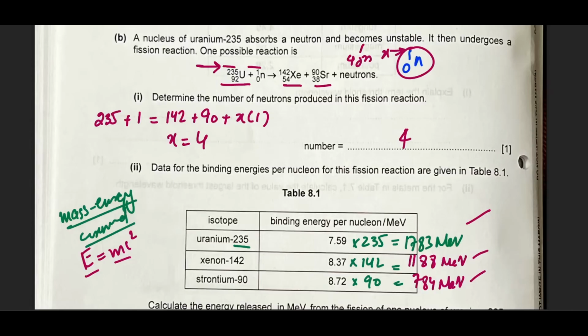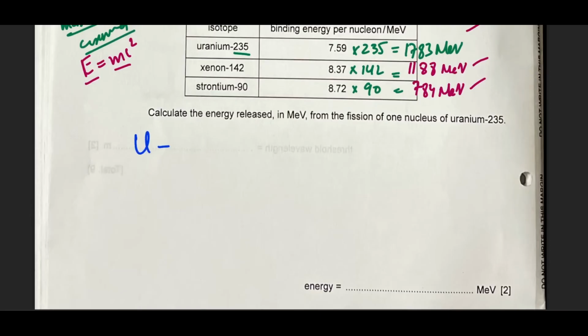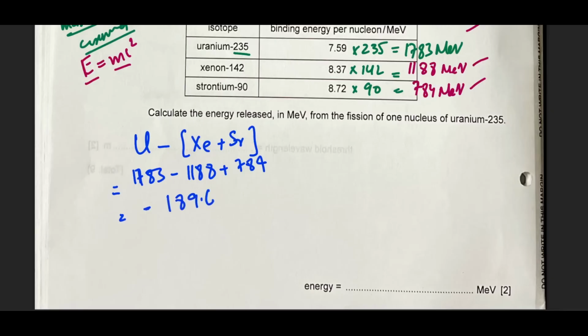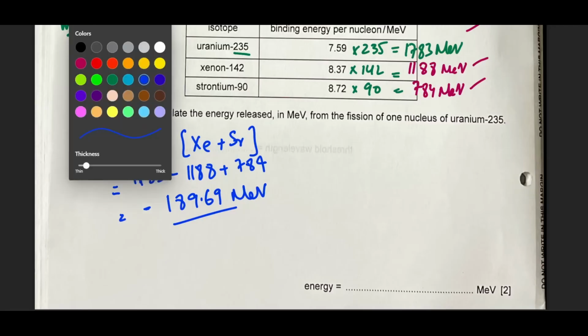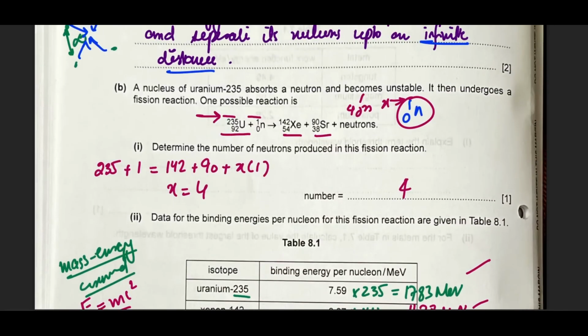I will take the difference of energies and see which one is greater, which one is lower. So naturally what happens is that when the energy of uranium is subtracted from xenon and strontium, so this is 1783 minus 1188 plus 784, right? So this comes out as a negative of 189.69 mega electron volts. What happened? Where is this extra energy coming from? Where is this extra energy missing from? So basically what happened was that this reaction also releases energy, and that energy is represented in terms of this difference, which is 189 mega electron volts, MeV, right?